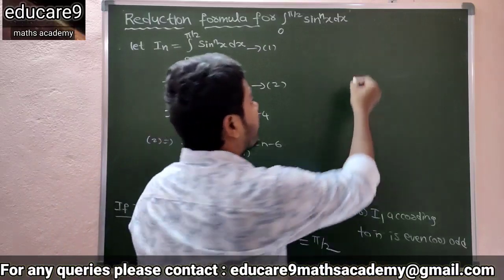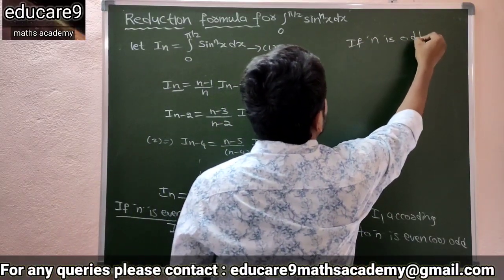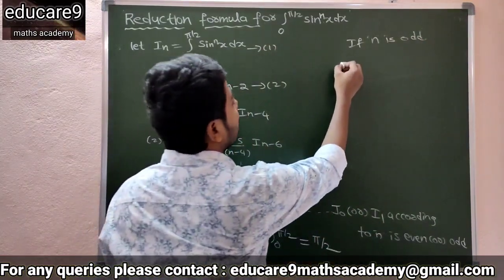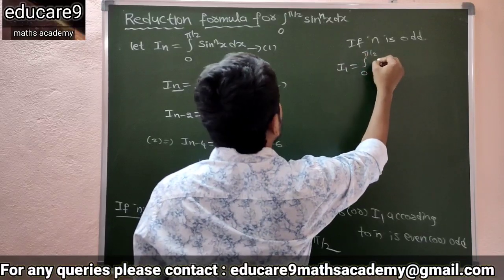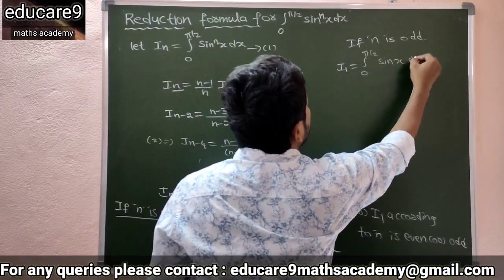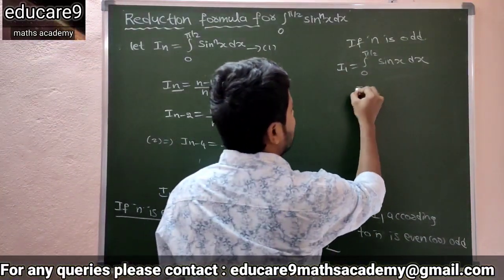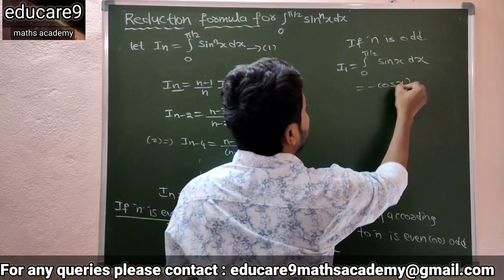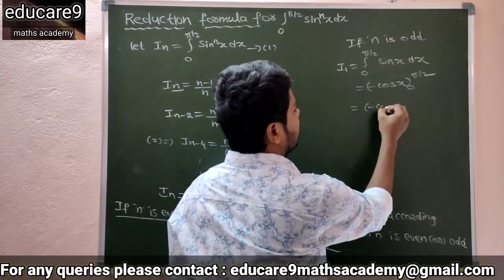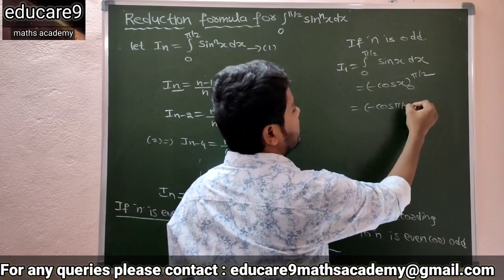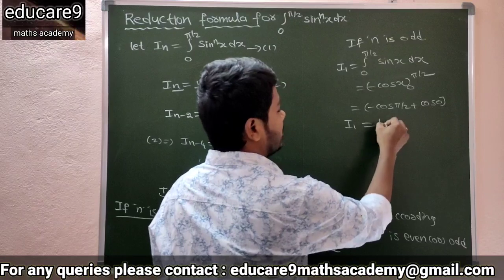If n is odd, then I1 equals the integral from 0 to pi by 2 of sin x dx. You know that the integration of sin x is minus cos x, within the limits 0 to pi by 2. So this is minus cos pi by 2, minus into minus plus cos 0. So you will get the I1 value as 1.